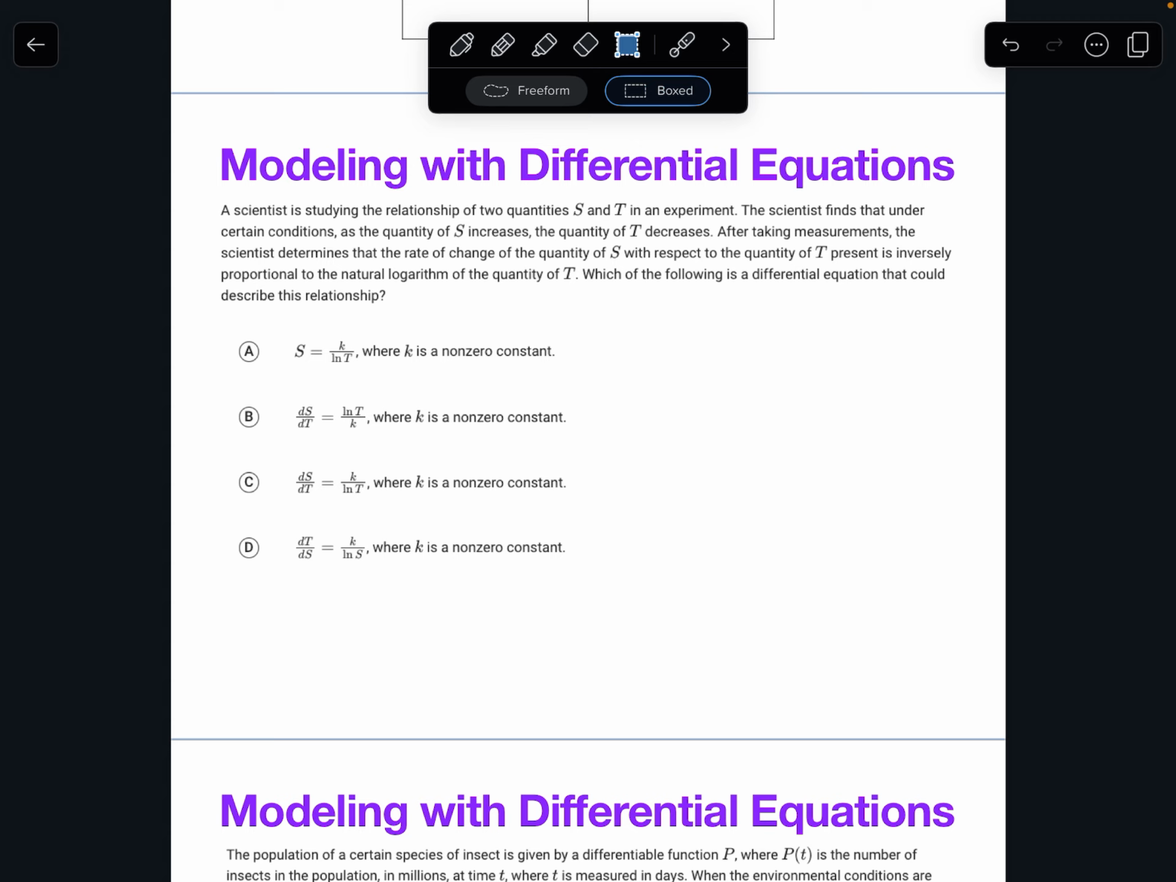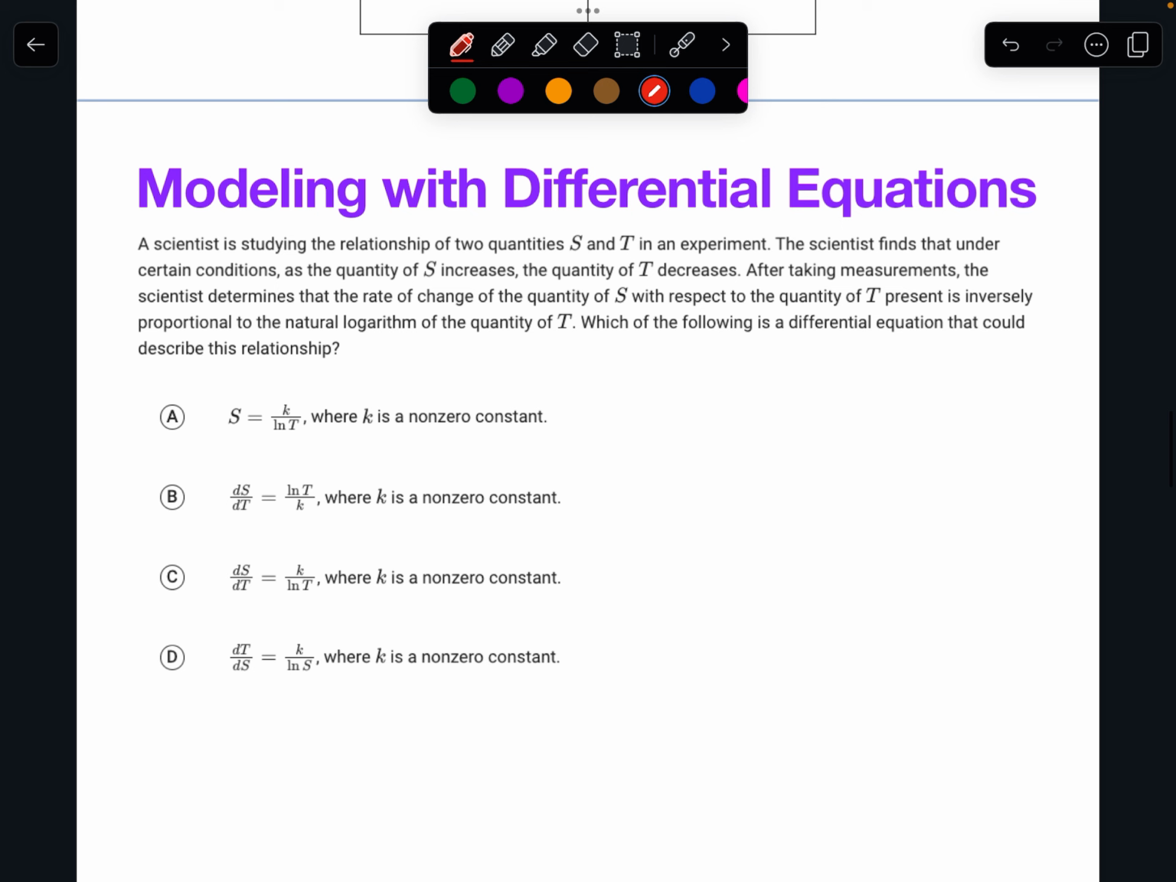So we've got to look through for some keywords and phrases, and the first thing we want to look for is one of those phrases like directly proportional to or inversely proportional to, and I see that phrase: inversely proportional to. So this entire sentence here is going to be important for us, and I'm going to highlight it in red. After taking measurements, the scientist determines that the rate of change of the quantity of s with respect to t present is inversely proportional to the natural log of the quantity of t.